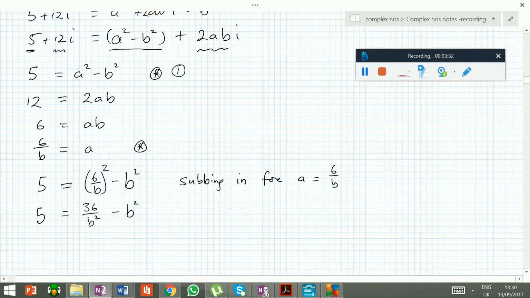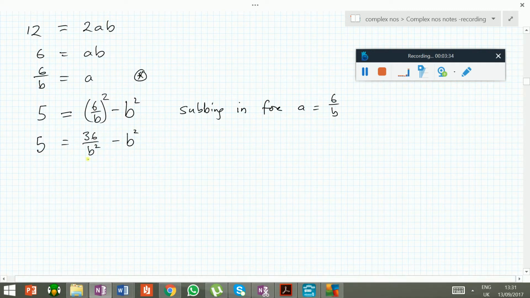Now I want to get rid of that b squared on the denominator. So what I'm going to do is multiply everything by b squared. This becomes 5b squared. If I multiply this by b squared, I just get 36. And if I multiply b squared by b squared, I get b to the power of 4. Now I'm going to rearrange that to make it look like a quadratic. So the b to the 4 goes across, plus 5b squared minus 36 equaling 0.